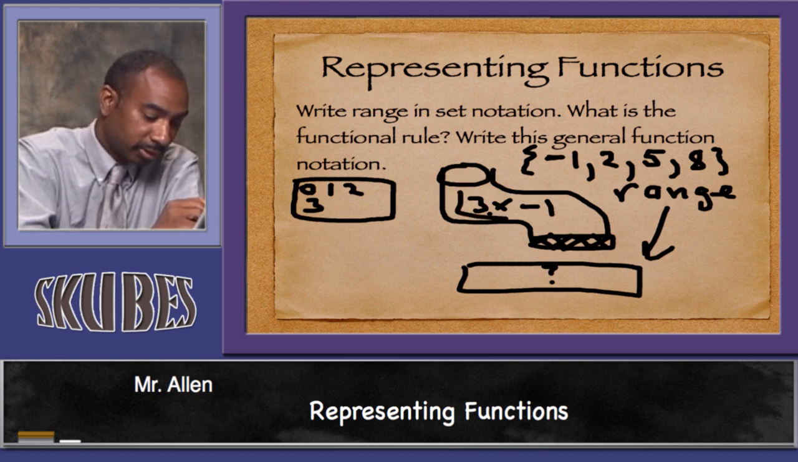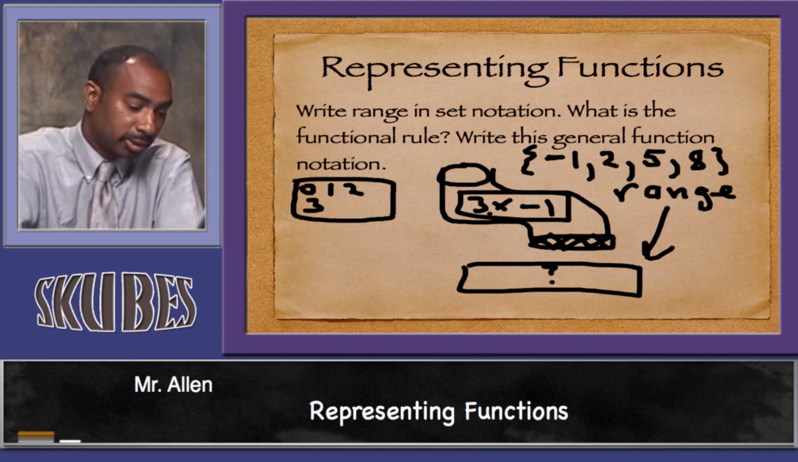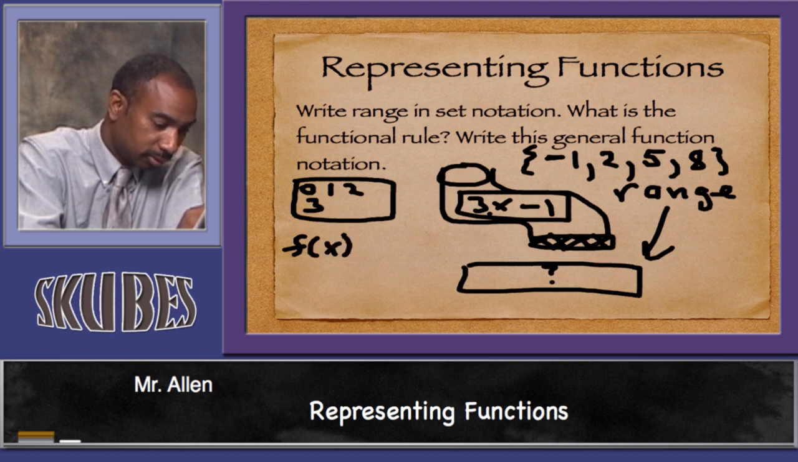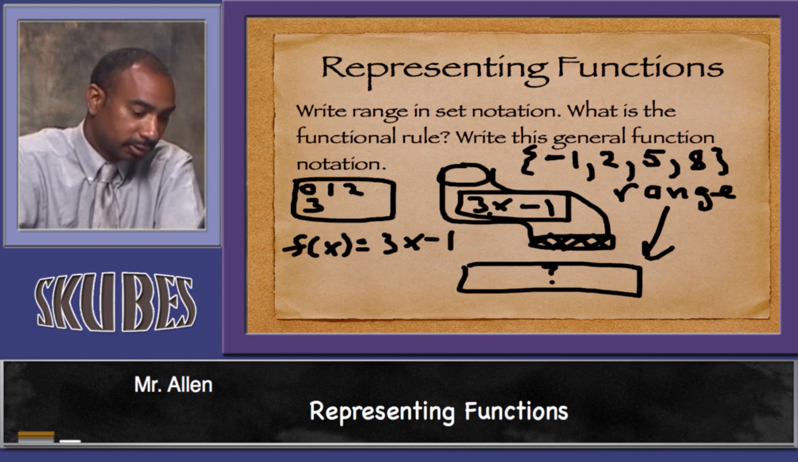And the rule is 3x minus 1. So you're going to write it in general as f of x equals 3x minus 1. It's a general notation for that function.